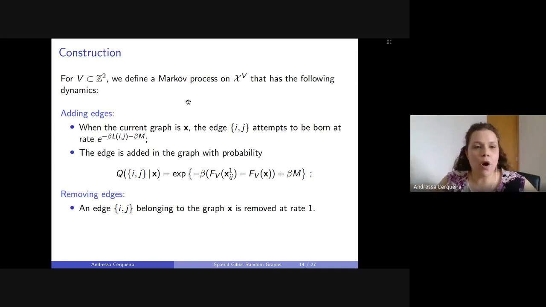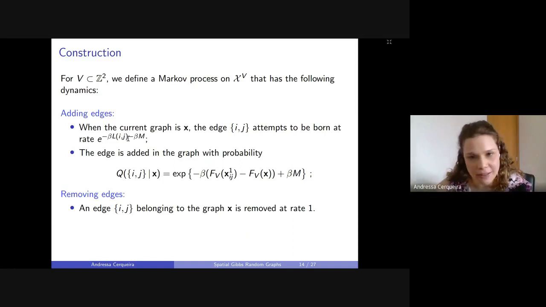And in which way? So how does this dynamics work? I will add or remove an edge. To add an edge, I will have a graph at some time, and then one edge, i and j, will try to be born in the graph. The edge will say, hey, I would like to be part of this graph. So the edge will try to be born in the graph with this rate here that's proportional to the length of the edge and also proportional to the lower bound that we define for the f function n.